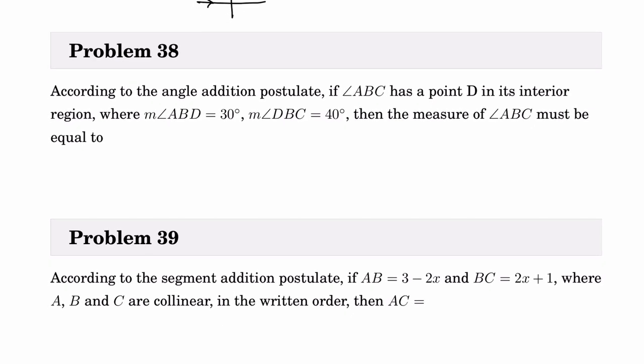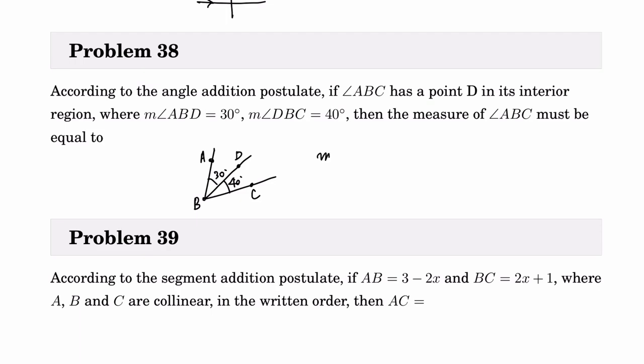According to the angle addition postulate, we have angle ABC. Right, so let's just try to mark out A and B and C out there, and there would be some kind of point D, because point D is going to be in its interior region, and the measure of ABD would be 30 degrees, and the measure of DBC would be 40 degrees. Now, if you take the sum, the measure of ABC definitely would be 70, but to explain why that is true, it will be true because of the angle addition postulate.